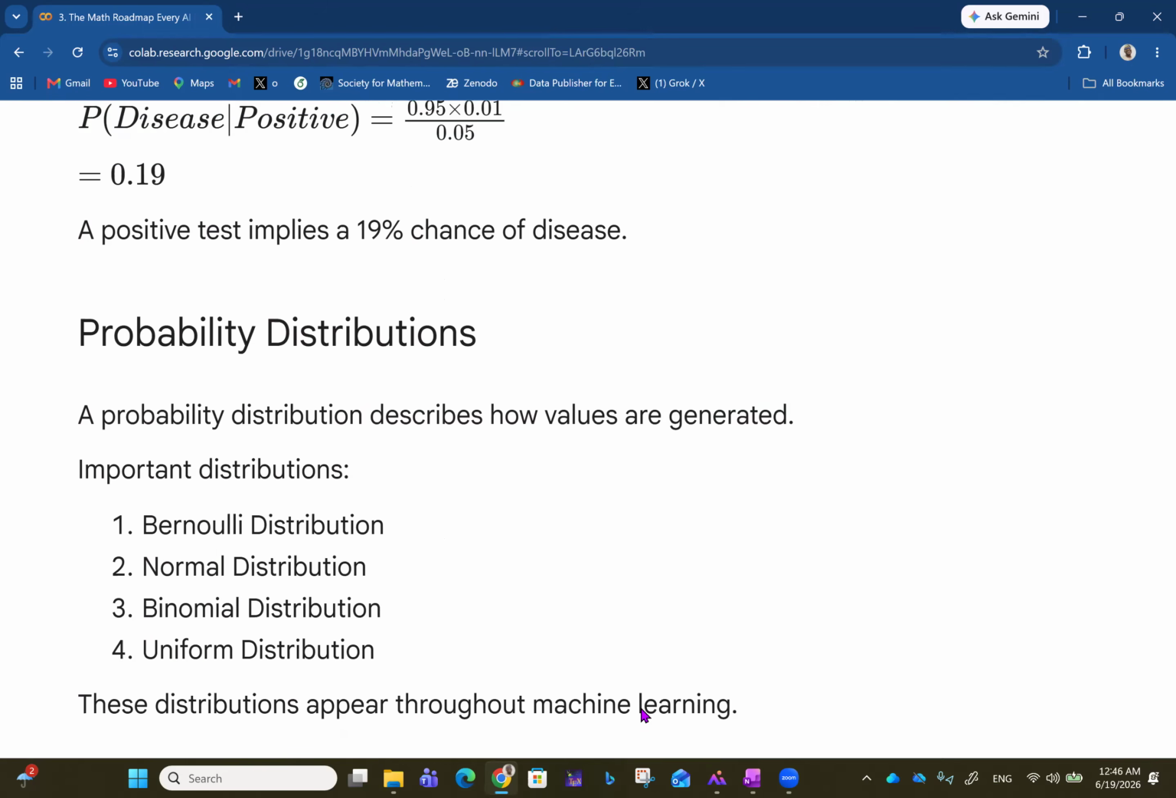Now we go to talk about probability distributions. A probability distribution describes how values are generated, and we have some important distributions like the Bernoulli distribution, normal distribution, binomial distribution, and uniform distribution. These distributions appear throughout machine learning. Interestingly, I have a playlist on probability in general that also treats the distributions.